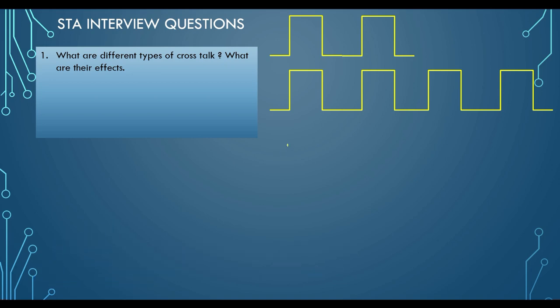So there are two different types of crosstalk. First is positive crosstalk and negative crosstalk. Positive crosstalk means when your aggressor, so let us say first waveform is for aggressor. Aggressor is the one which switches more than the victim. That will cause the crosstalk in the victim. So victim is the one which faces the crosstalk and where you see the violations.